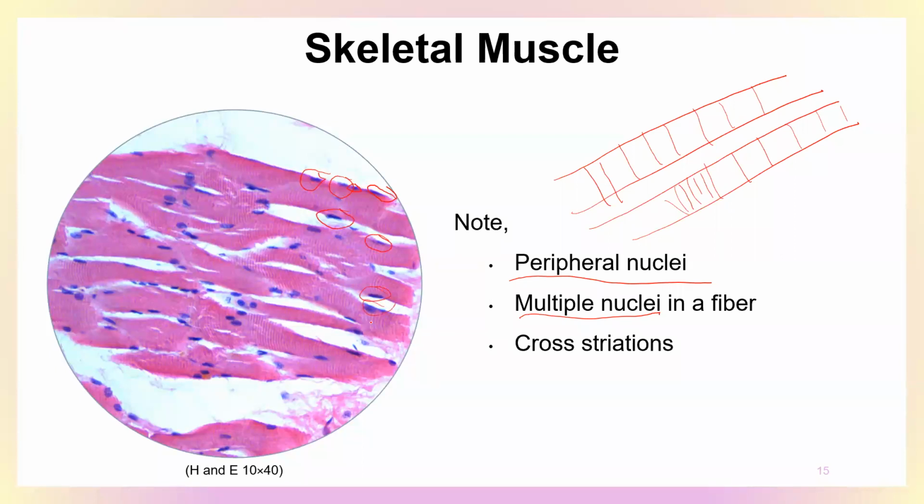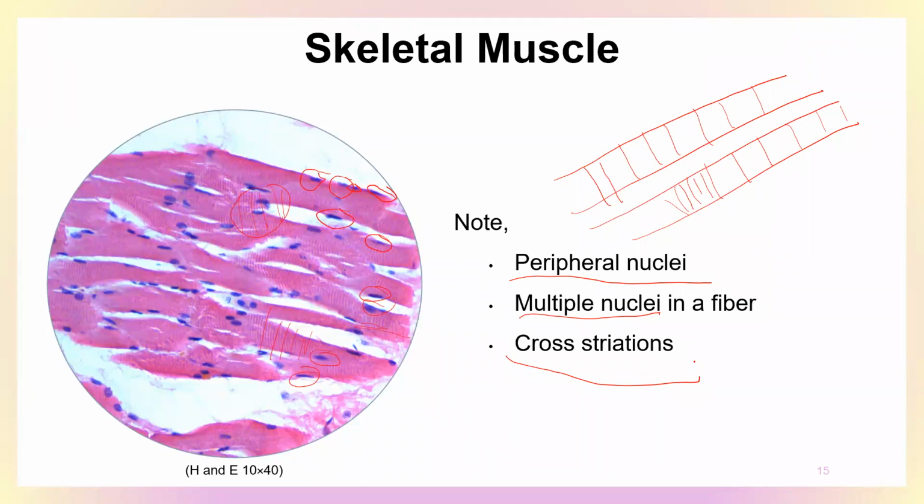Right, so these are the fascicles that have been cut from different areas. That's why it looks like this, but it's not branched, right? And you can vaguely make out the cross striations there. So these are the cross striations and cylindrical shaped with peripheral nuclei, right? So cross striations, peripheral nuclei, multiple nuclei.